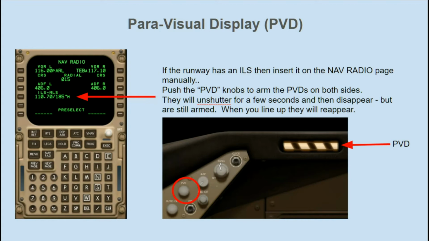Now, to take off in lower than what you would call normal visual conditions, we have to have the paravisual display in most countries in the world. And the way you do it is you insert the ILS manually on the nav radio page, as I've shown here. And at some stage, you push the PVD knob to arm the PVDs on both sides. And they unshutter a few seconds, they wig-wag backwards and forwards, and then they will disappear. But they are still armed. It must be stressed that this is an aid only. Your primary guidance will be the runway lighting itself.